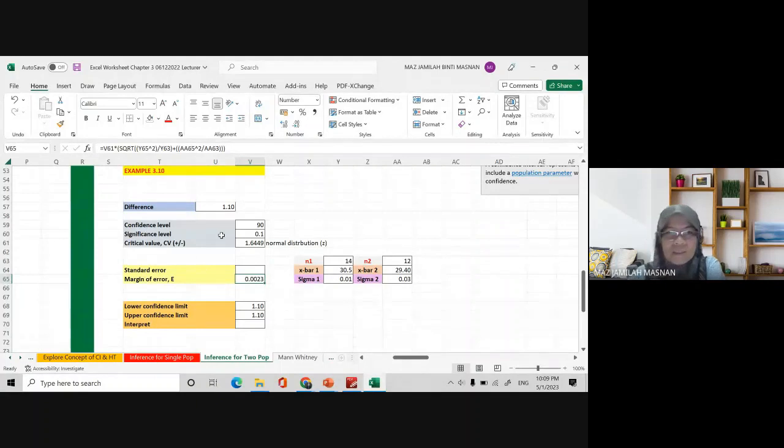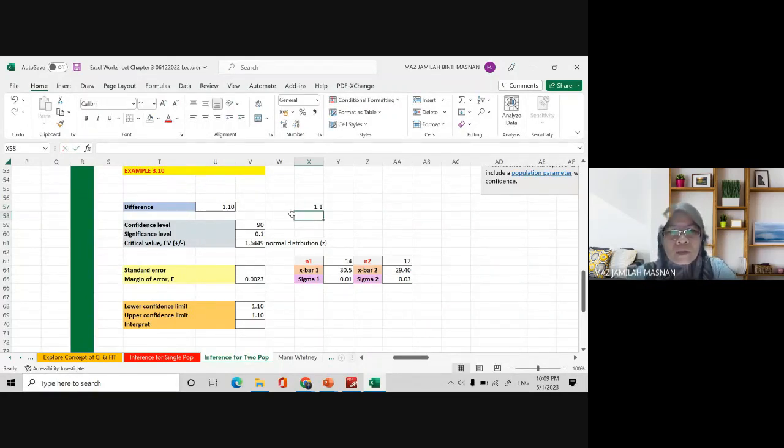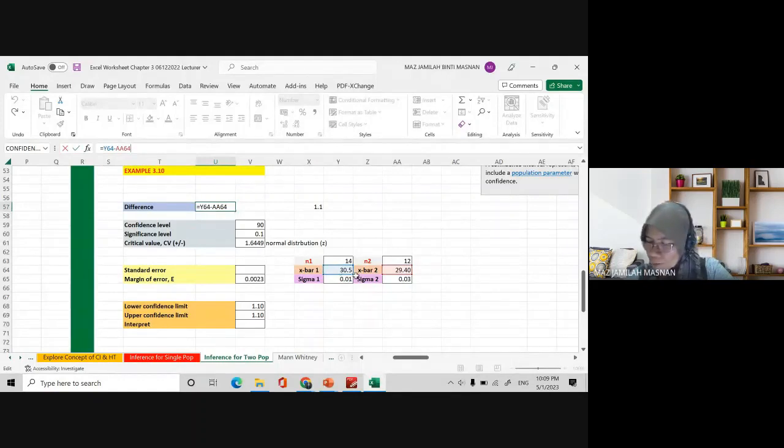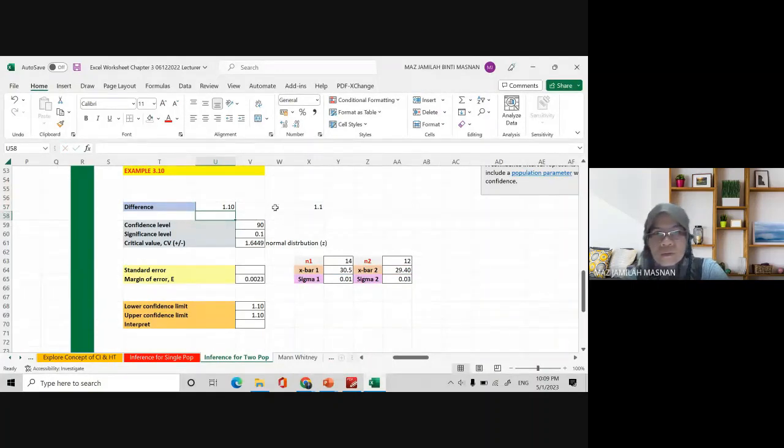1.6449. Is it the wrong one? What is the difference? Can you calculate, class? 30.5 minus 29.4. This is the one which is wrong. 30.5 minus 29.4, correct? Yes, 1.1, correct? But in your textbook, you get 1.09.